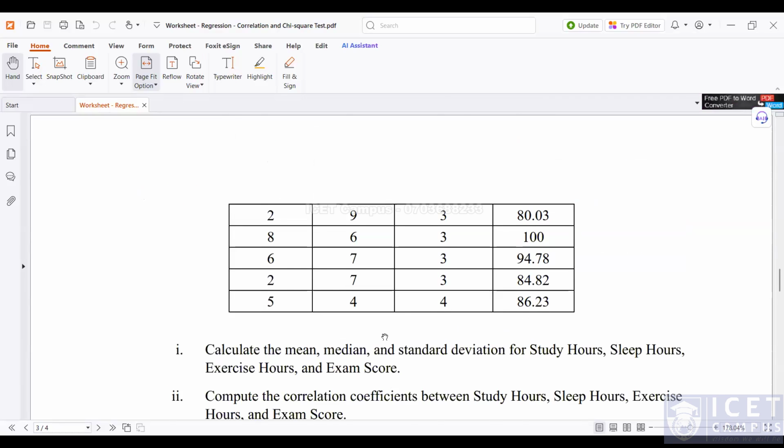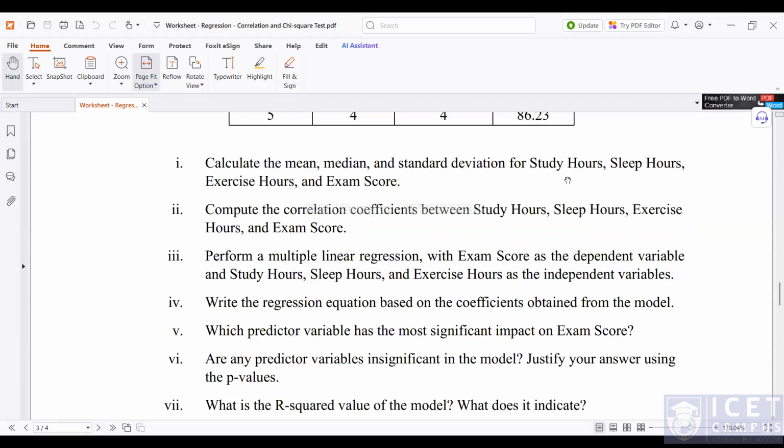Right. First, we can enter this data and calculate the mean, median, and standard deviation for study hours, sleep hours, exercise hours, and the exam score.